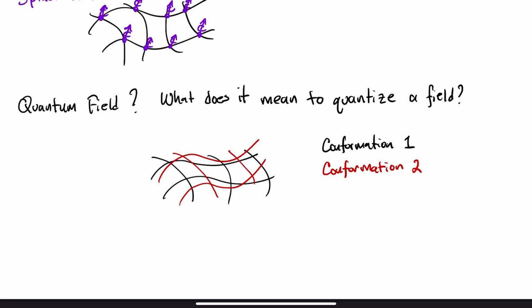Okay. And then I could keep on doing this for different colors. I could basically have different conformations of the field. So this essentially means that we're quantizing the field. Right? We have different fields permeating through all space and time, and each one of those fields has a different conformation.